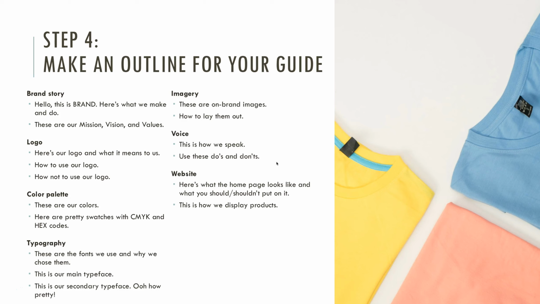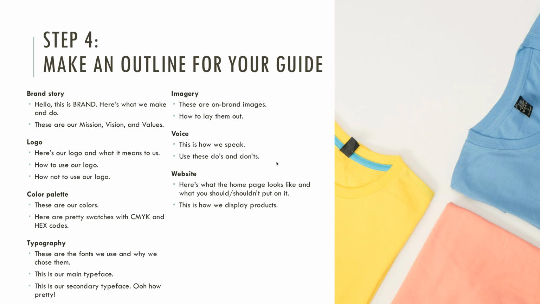So once you've got all this together, making an outline for your branding guide, your style guide, is really fairly easy. It's not easy to actually put it together, but these are the core elements, and it is pretty easy and obvious. Your brand story. Hello. This is what we make and do. Here's our mission, vision, and values. Here's our logo and what it means to us. Here's how to use it. Very specific, like we saw earlier. Here's how to not use our logo. Don't change the colors. Don't stretch it. Don't alter it. Make sure you have this much padding, etc.